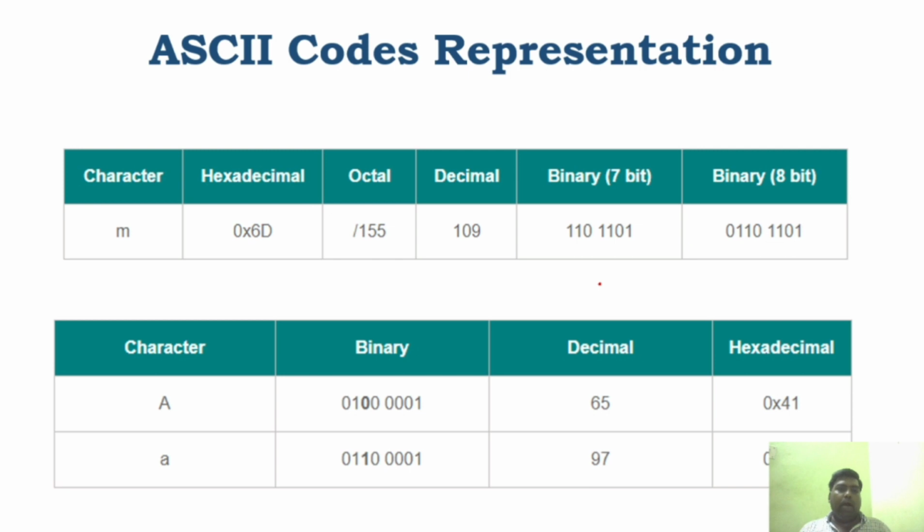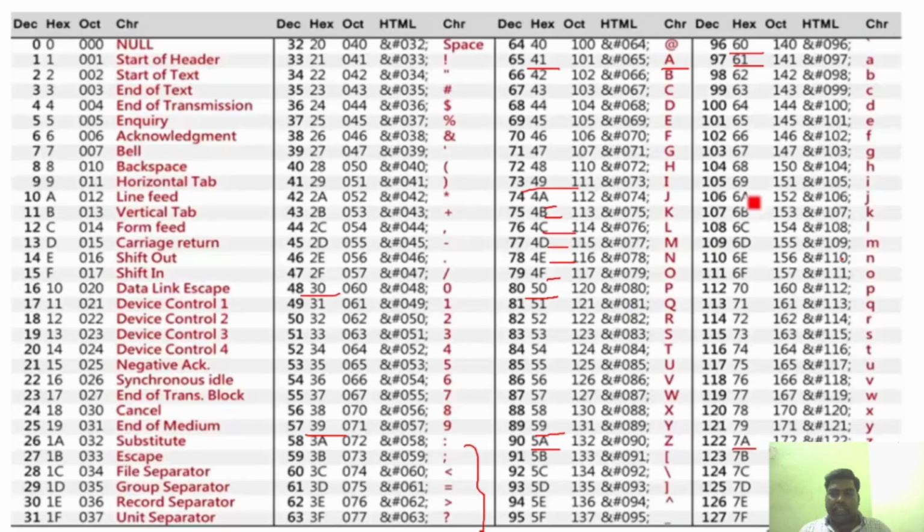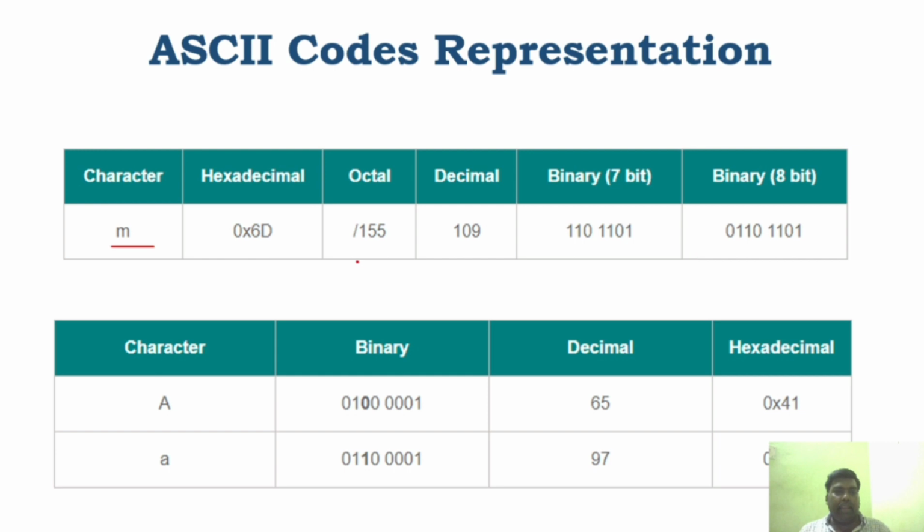Now you can see a very clear representation. For example, if it is small m, you can see here it is represented in hexadecimal as 6D.